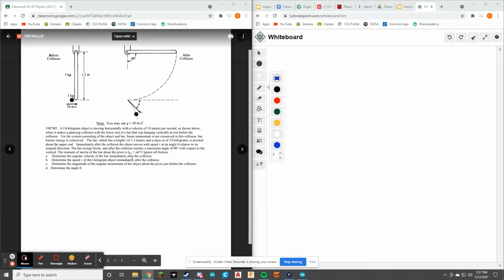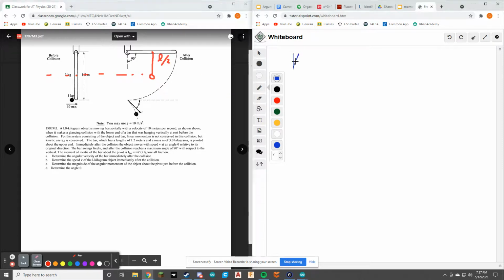So I will be doing 1987 M3. Question A is: determine the angular velocity of the bar immediately after the collision. If the center of mass is in the center, then the center of mass will end up at a height of L over 2 when it comes to rest.